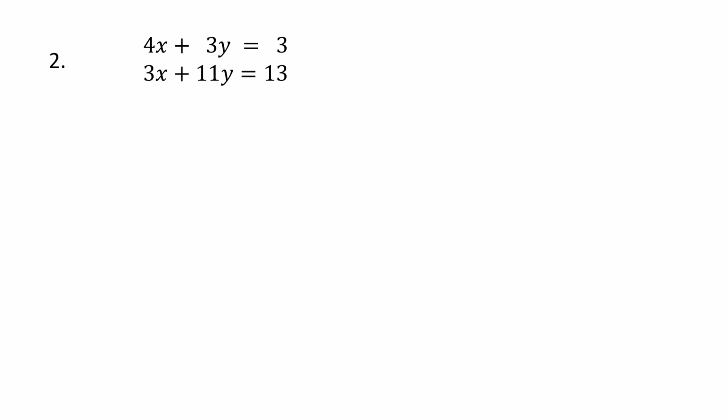Now, as far as how do I get the ball rolling with this one, if we're going to do an elimination approach, we have to make a decision on whether we want to eliminate the x's or eliminate the y's. I think it's a little easier to make the 4 and 3 on the x's match compared to the 3 and the 11 on the y's, but technically either would work. I'm just going to go with the one that's a little bit smaller numbers. So if I want to make the 4 and the 3 match, they can both turn into a 12, so that would mean the top equation I'd have to multiply by 3, and the bottom equation I'd have to multiply by 4.